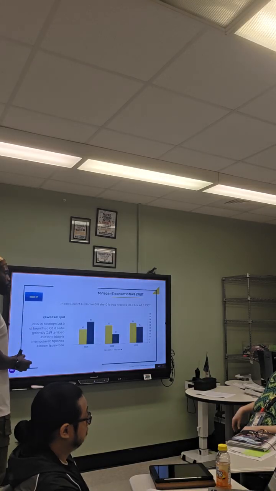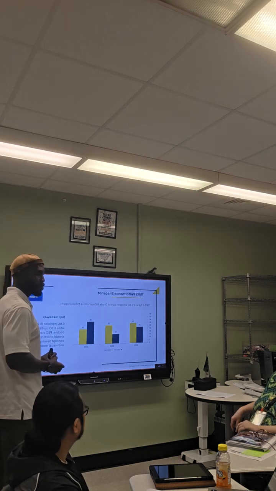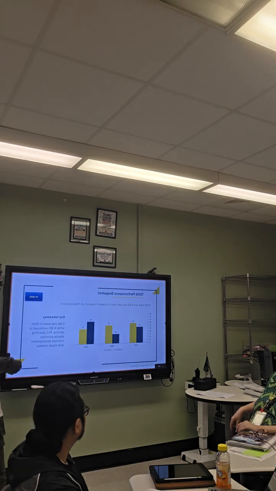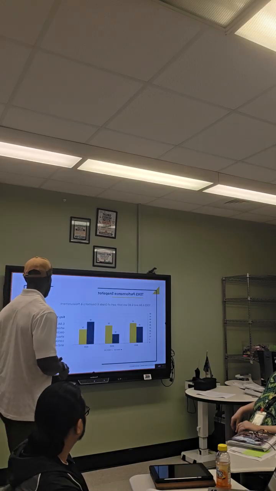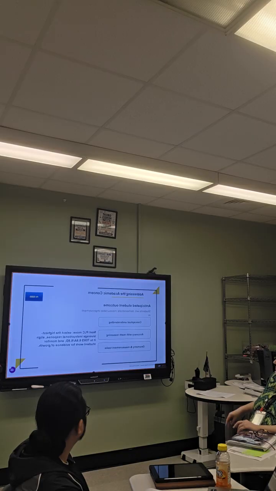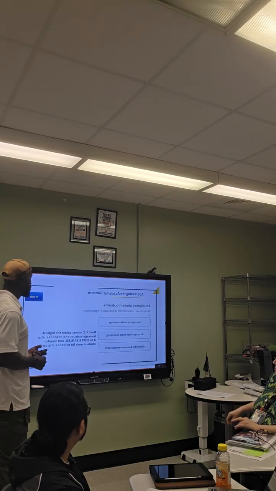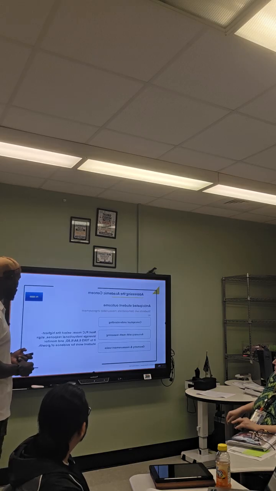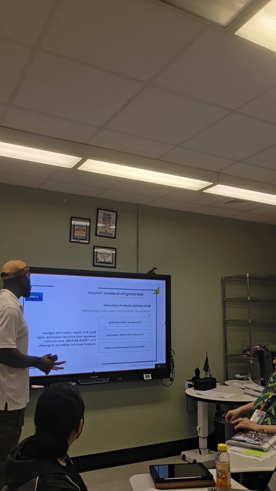Trapezoids, triangles, and volume of right rectangular prisms. There are 6 concepts in there, and addressing the academic concerns. So, anticipated student outcomes. Who can read that for me? Conceptual understanding, accuracy with math reasoning, and geometry and measurement tasks. So that's what we want them to be able to demonstrate.